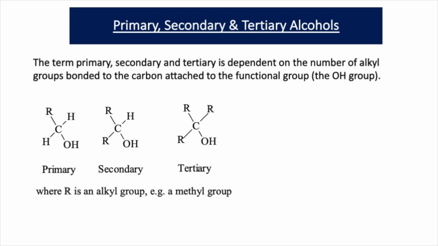So now that we understand how to name an alcohol, the next thing to learn is how to classify one. And classifying alcohols is very similar to the way we classified halogenoalkanes. And we use the term primary, secondary and tertiary. And this is dependent on the number of alkyl groups that are bonded to the carbon attached to the functional group, and in this case, the OH group. So primary alcohols have one alkyl group on the carbon next to the OH. And secondary have 2 alkyl groups on the carbon next to the OH, and tertiary have 3 alkyl groups on the carbon next to the OH.